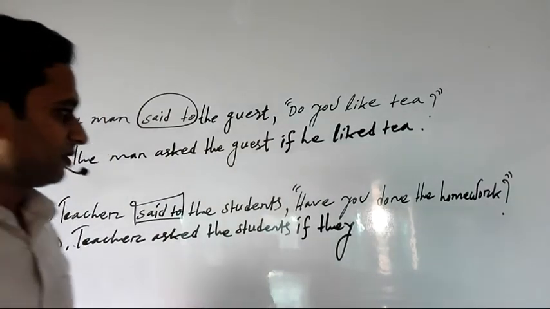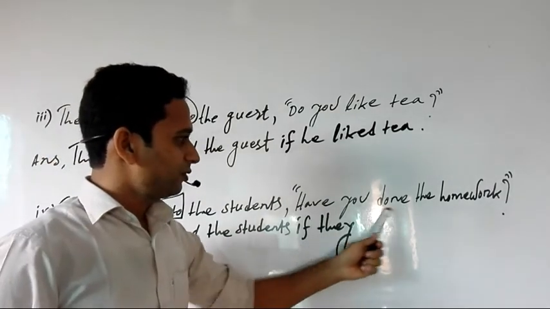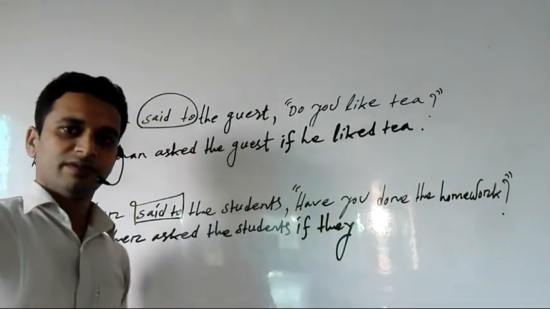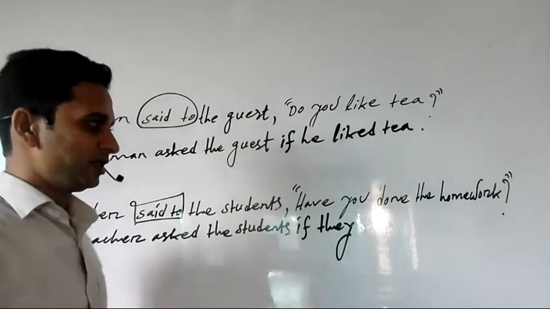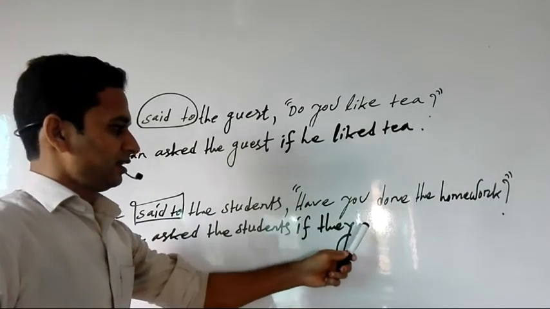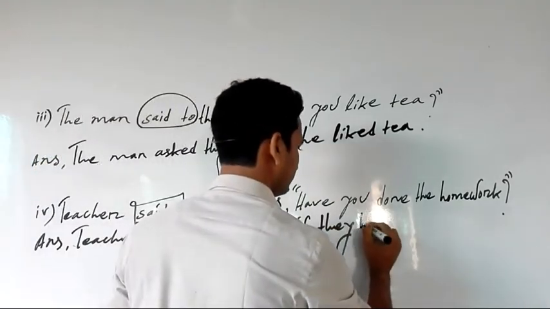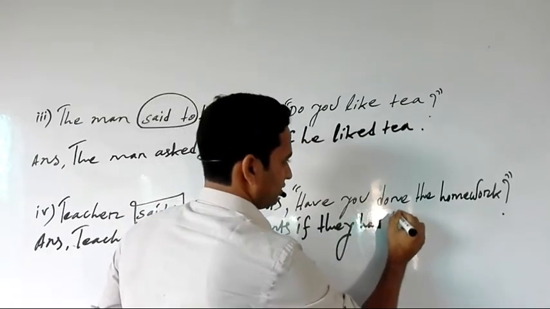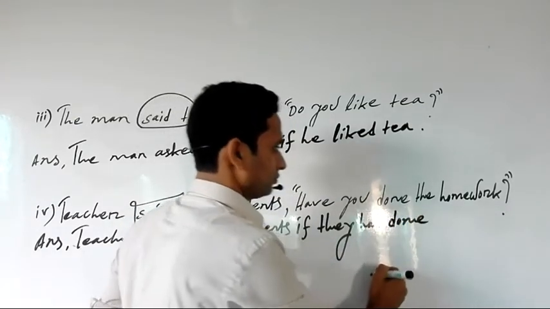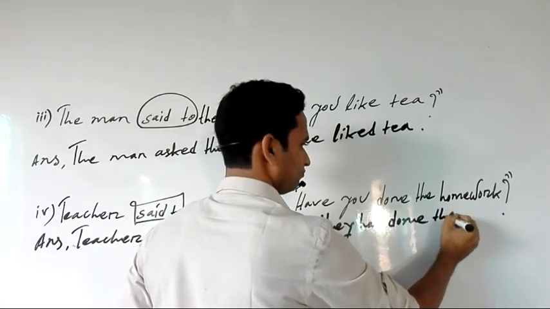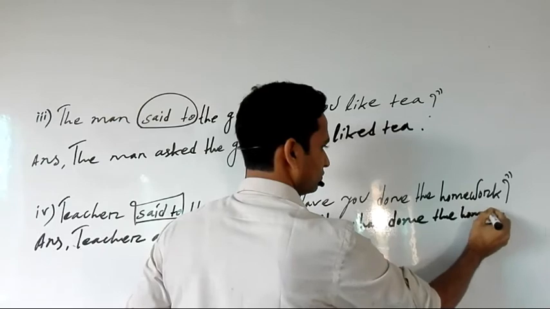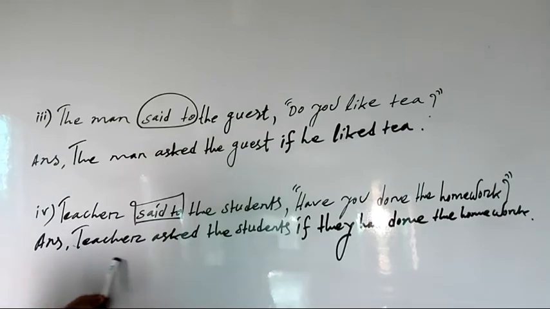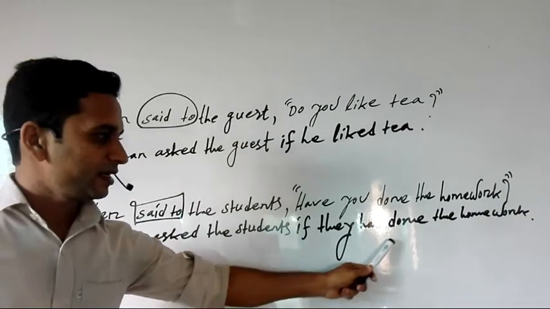Now, changing of tense. Have you done the homework? This sentence is in present perfect tense, and present perfect tense changes into past perfect tense. So we should write had, and then the past participle form of the verb, done, the homework. Teacher asked the students if they had done the homework.